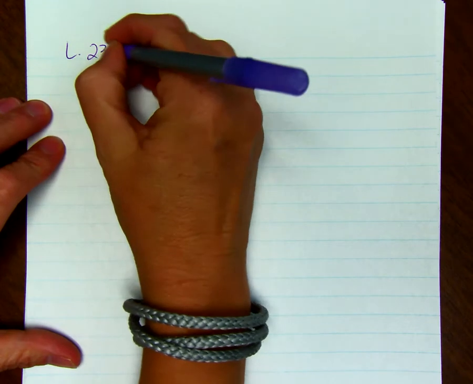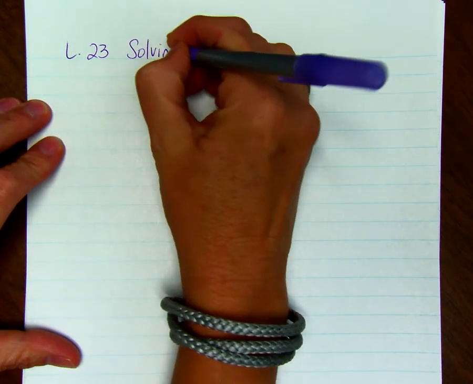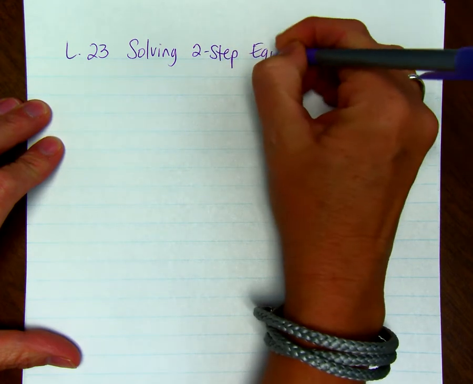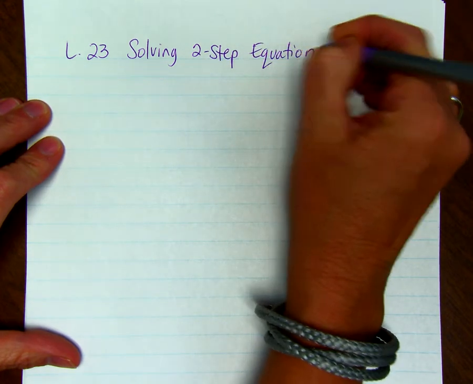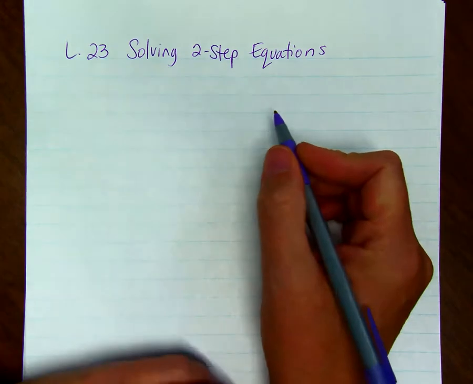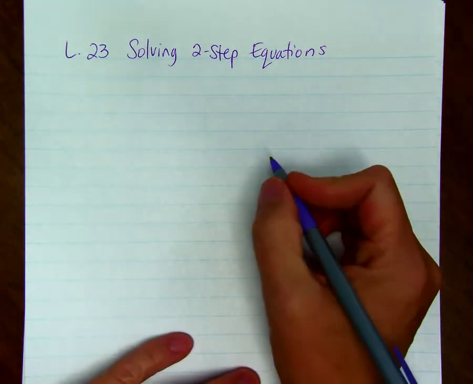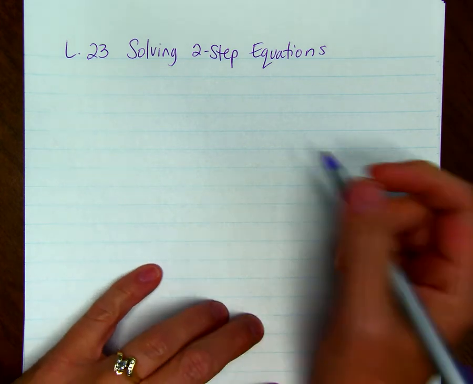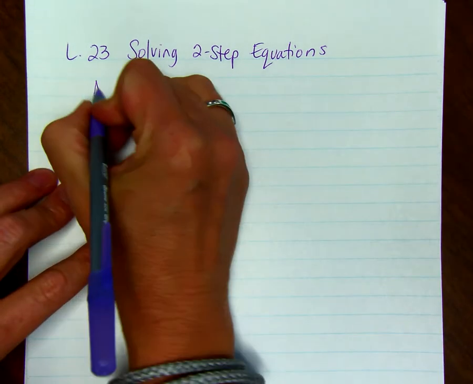Lesson 23, Solving Two-Step Equations. So when we are solving equations for a variable, we use inverse operations to isolate that variable.